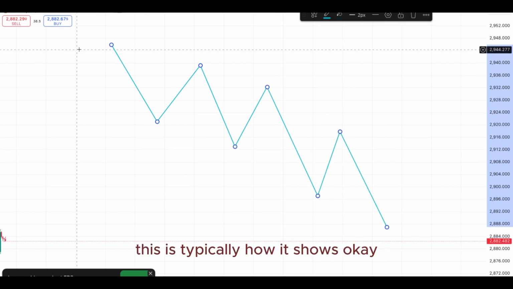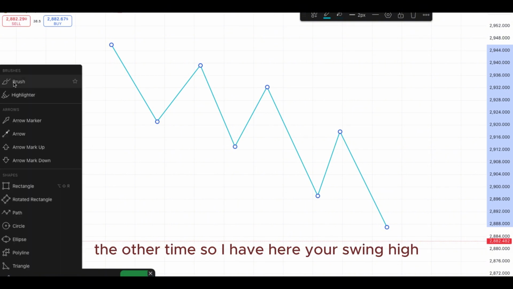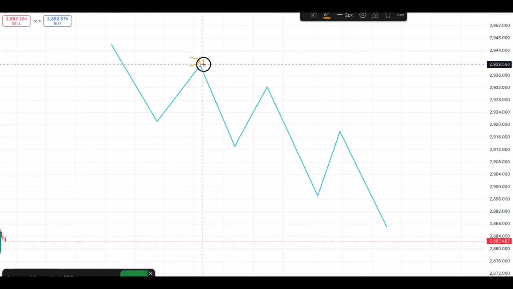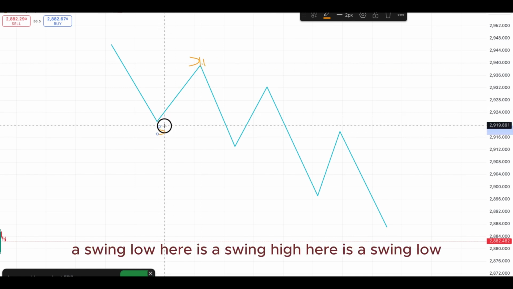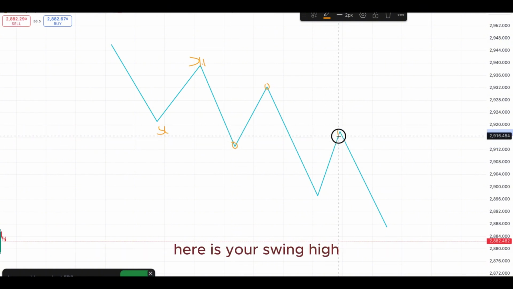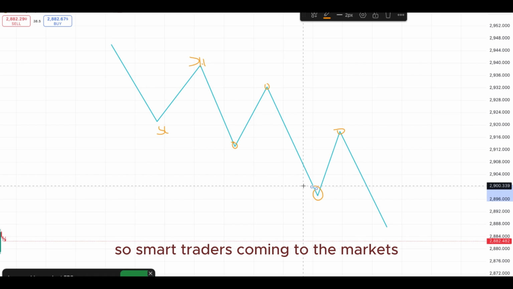This is typically how it shows, okay? This is just the opposite form of what I explained the other time. So you have here your swing high, your swing low, here is your swing high, here is your swing low, here is your swing high, here is your swing low. So smart traders come into the market knowing the trend, right?